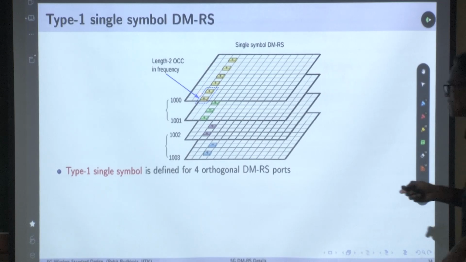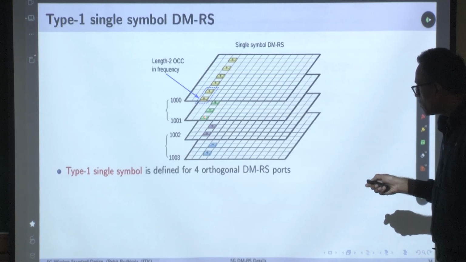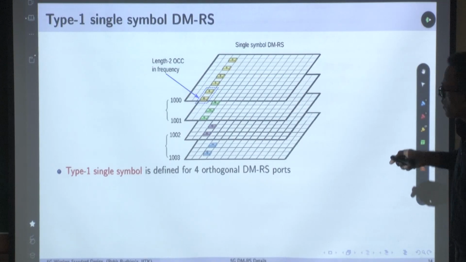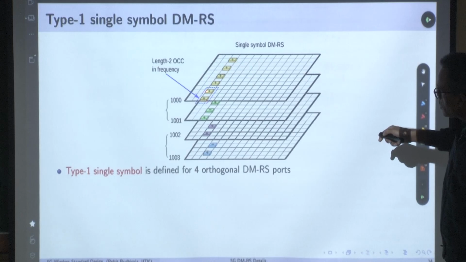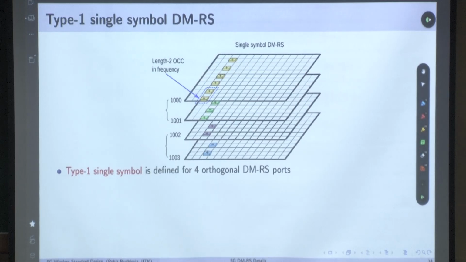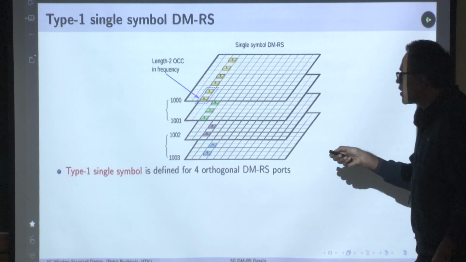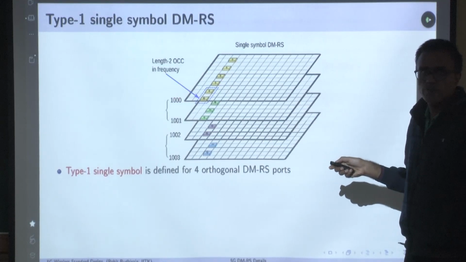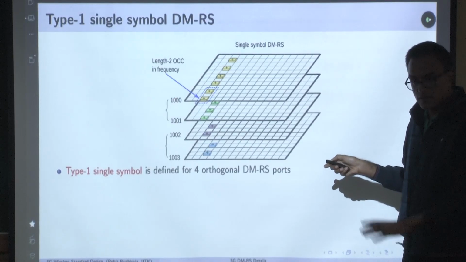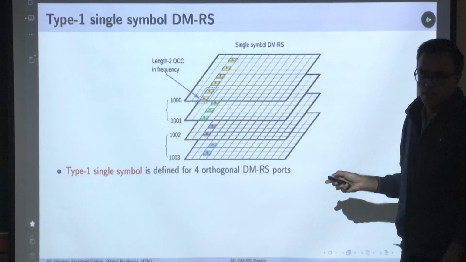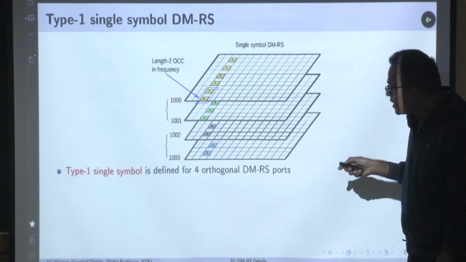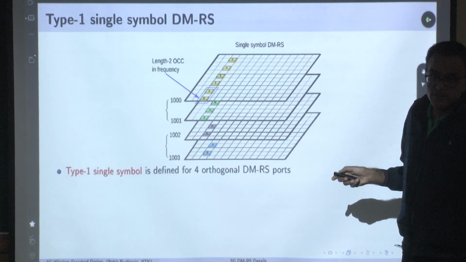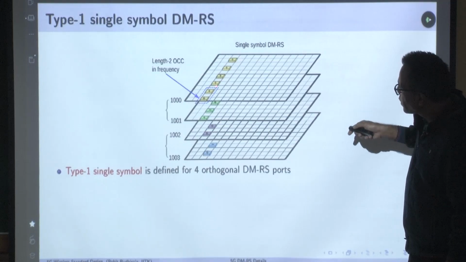Look at these 2 orthogonal ports. They are defined over the same subcarriers, and they are defined over every alternate subcarrier. Let me point it here. Every port is given a port number, which is given in the standard: 1000, 1001. These 2 ports will use the same subcarriers.